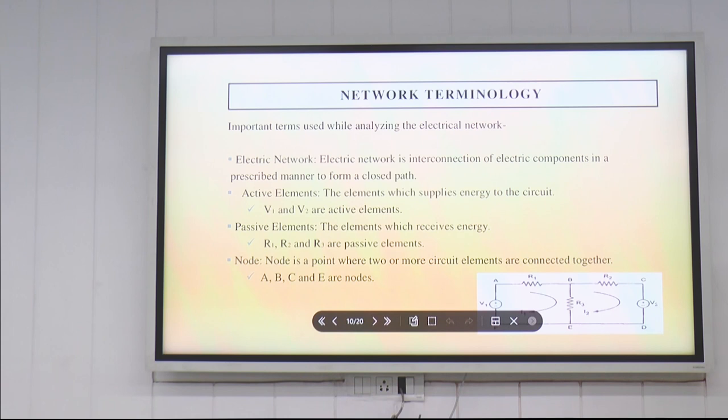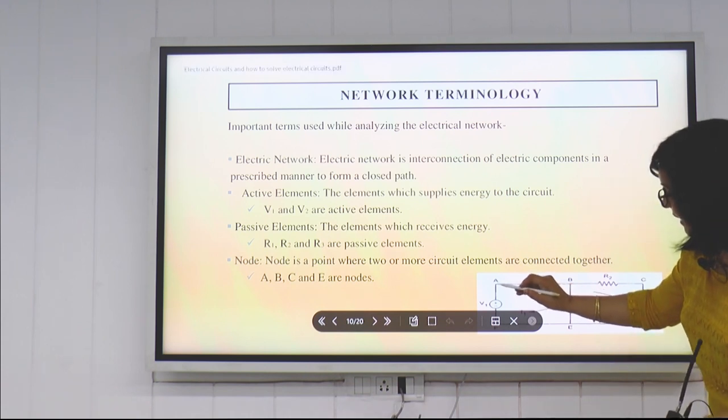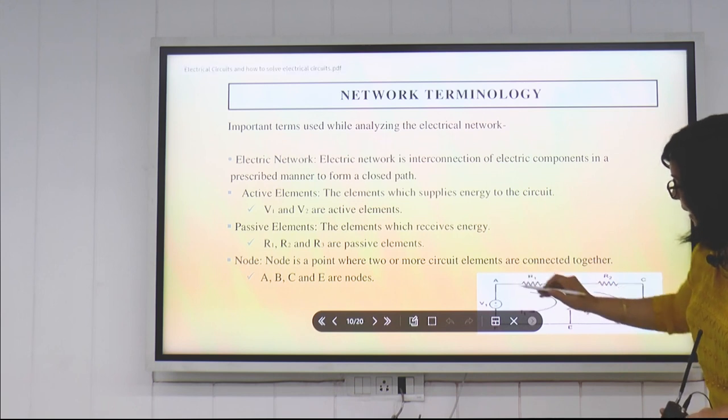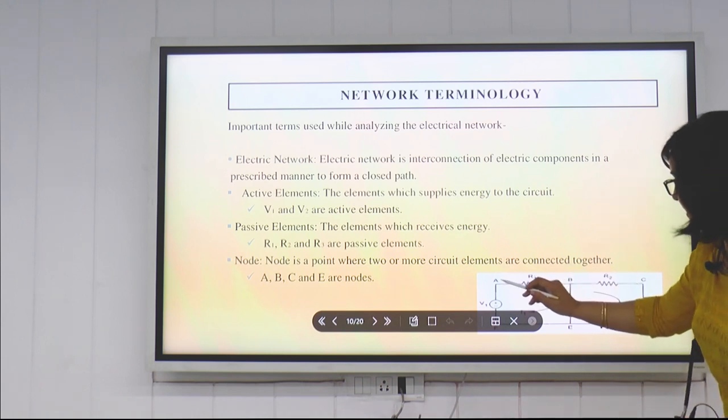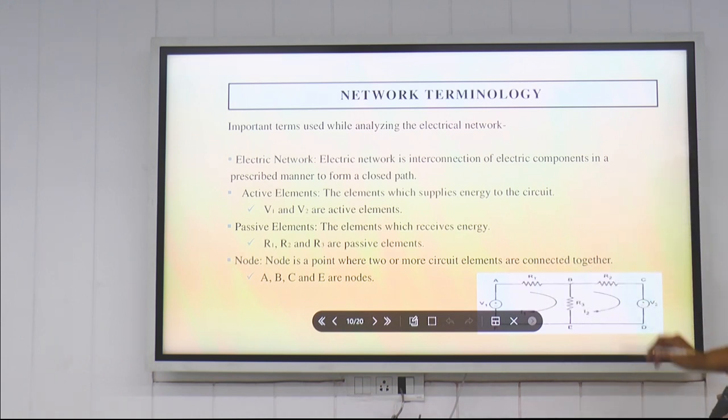Next is node. A node is a point where two or more circuit elements are joined. This is a node where the positive terminal of the supply and a resistance are connected. This is a node where the three resistances are connected. In this network, we have four nodes: A, B, C, and E.